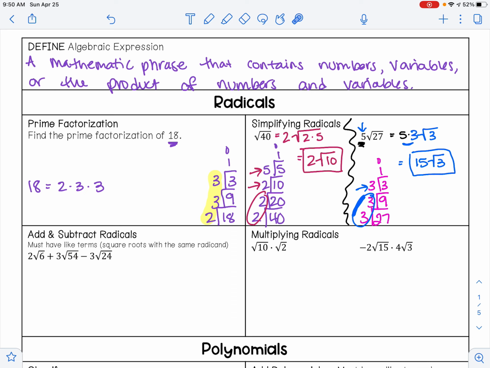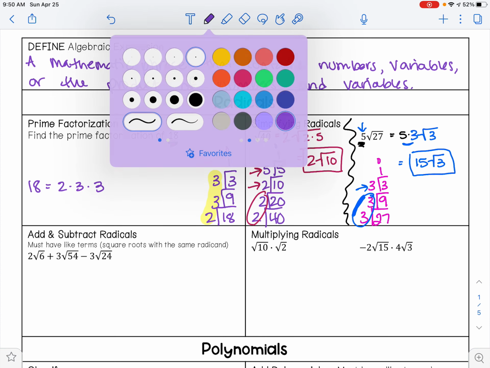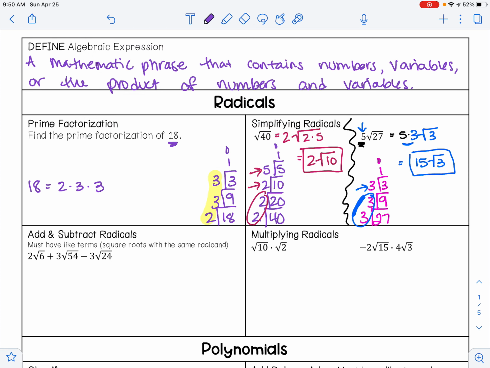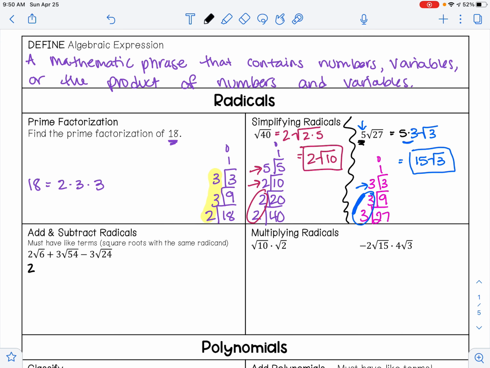So on this example, I have 2 square roots of 6 plus 3 square roots of 54 minus 3 square roots of 24. Right now, I do not have like terms. So I'm going to simplify to get like terms. And so if I try to simplify 2 square roots of 6, I'm going to bring down the 2 because that's my coefficient. And I'm going to do birthday cake for 6.